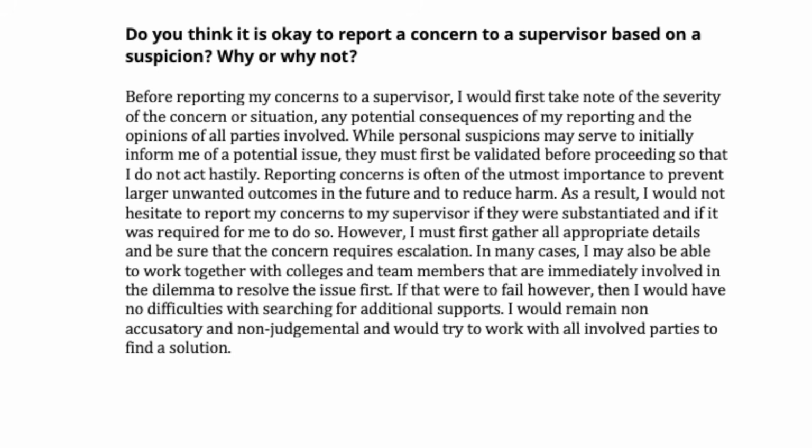However, I must first gather all of the appropriate details and be sure that the concern requires escalation. In many cases, I may also be able to work together with colleagues and team members that are immediately involved in the dilemma to resolve the issue first.